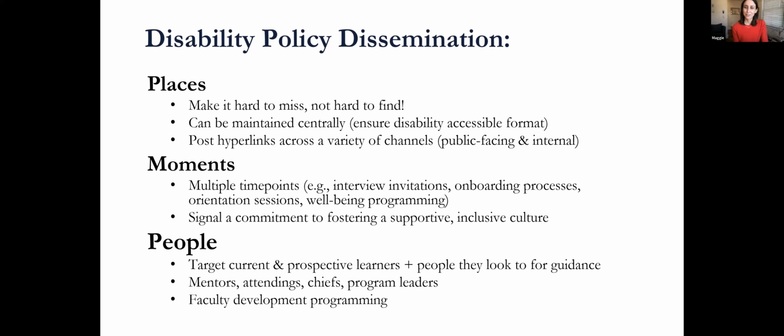So, we obviously need to make sure that current and prospective learners are aware of the disability policy. But it's also important to target the array of people that learners might look to for guidance: their attendings, their mentors, their chiefs, their program leaders. These might be the first people that a learner thinks to seek out if they had questions about accessibility and accommodations. And so faculty also need to be familiar with the relevant policies and processes. One way to achieve this is through faculty development programming, especially the faculty development workshops that are already focused on professionalism and supportive learning environments.